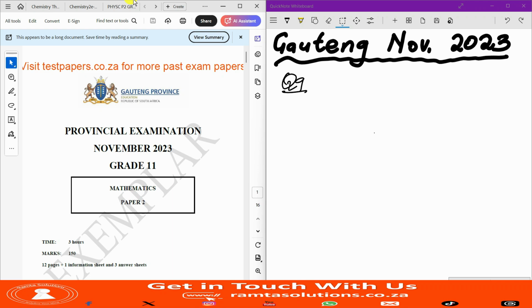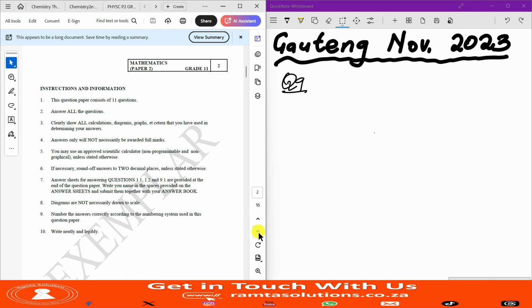Okay, so before we proceed, it's important that we read instructions. All of the instructions are important. However, we are not going to read all of them. I'm going to read just a few. For example, instruction 3 reads, clearly show all calculations, diagrams, graphs, etc. that you have used in determining your answers. Instruction 4, answers only will not necessarily be awarded full marks.